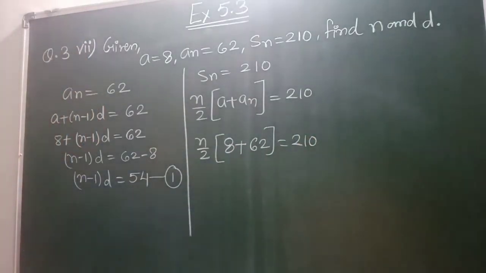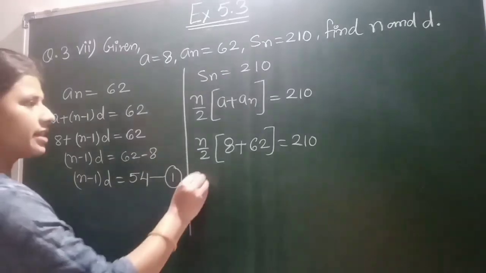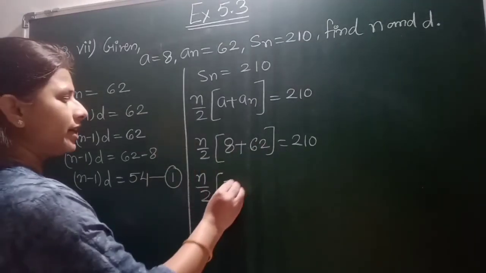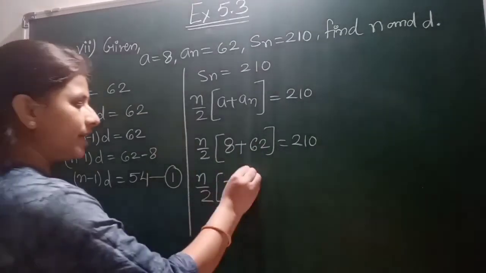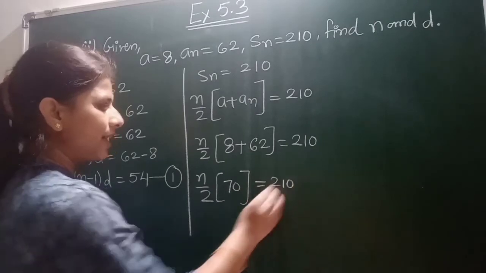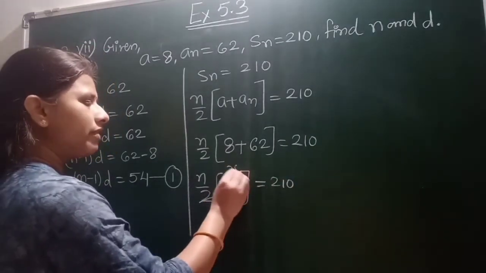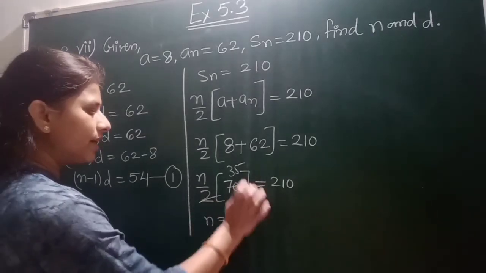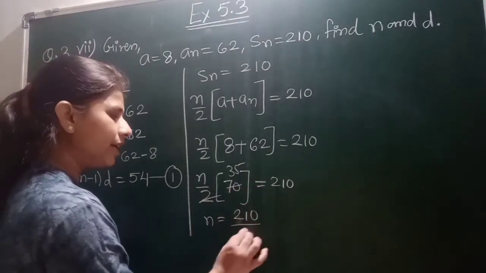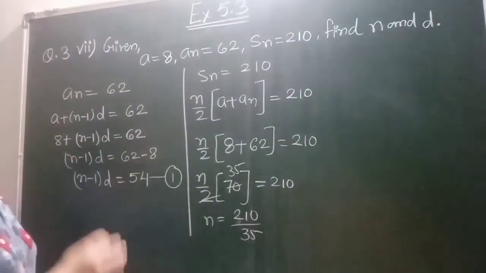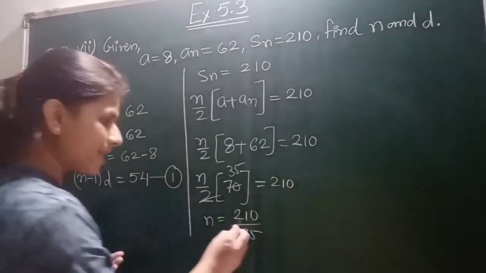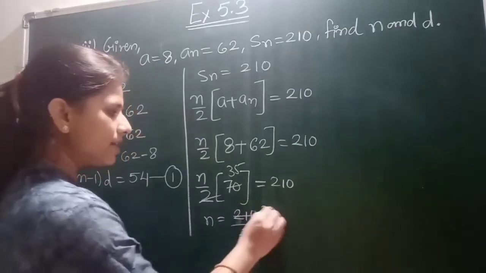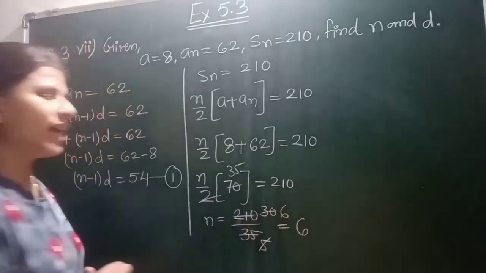Then again simplify this. n upon 2. What we will get? 8 plus 62, 70, equals 210. Cancel out this. What we will get? 35. So n equals 210 upon 35. So student, we can easily cancel out this by 7. 7 5s are 35, 7 3s are 21, 0 and 6s are. So the value of n is 6.